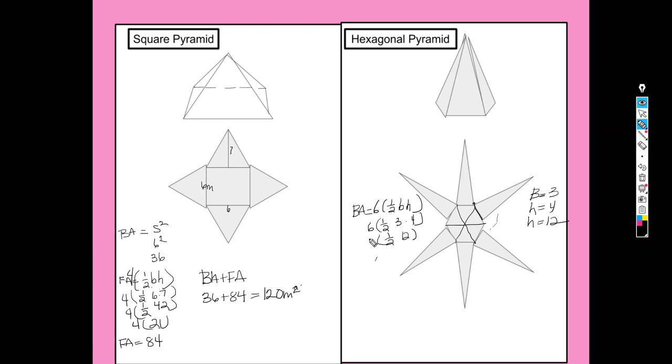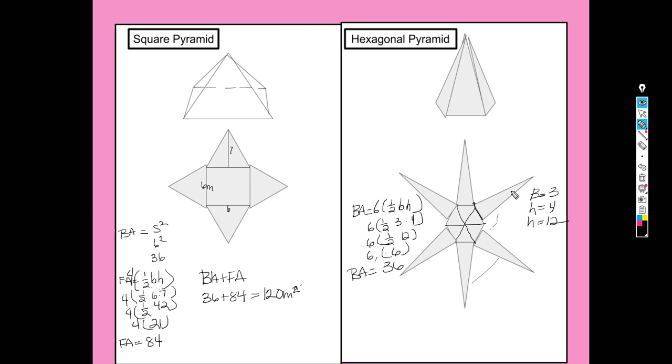Now clearly you could do this in your head, right? You could hurry and figure that out, but the important thing is writing that half down so you don't forget to do that. Okay, so half of 12 is 6. 6 times 6 is 36. So my base area is 36. Okay, both of them, base area, 36.